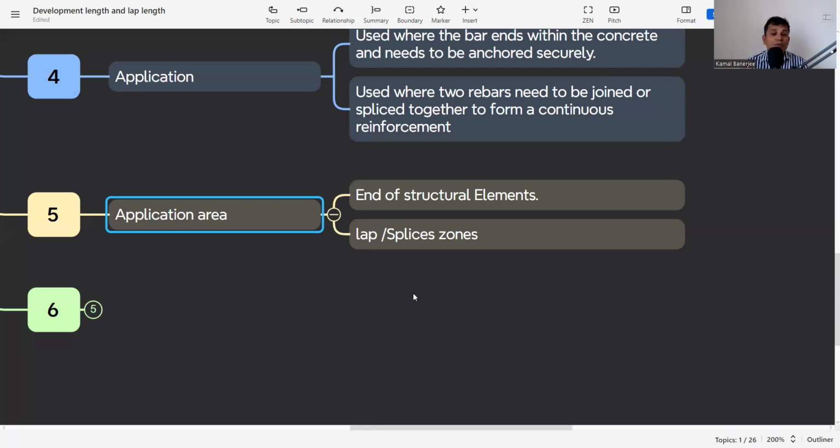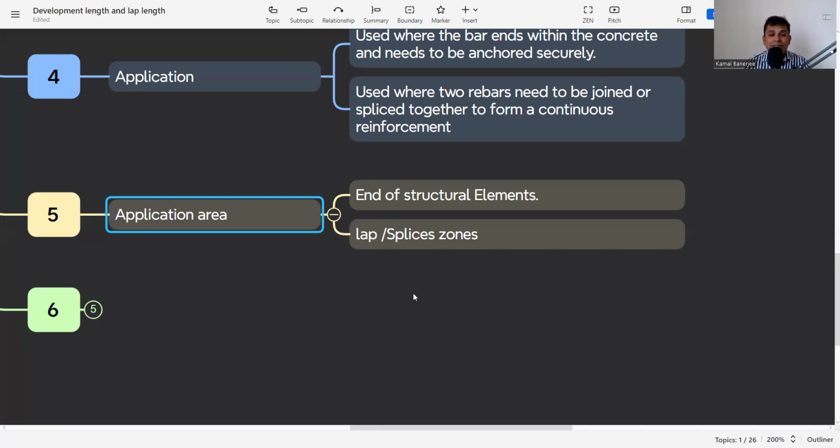And according to that, where the bending moment is 0 or the bending moment is less, in that area only we can splice or lap the two rebars. So for the lap or the splices, we first need to find out the lap zone or the splices zone. And according to the lap zone or the splices zone only, we can place the lap or overlap two bars. This is the main thing we need to know about the lap or splices zone.